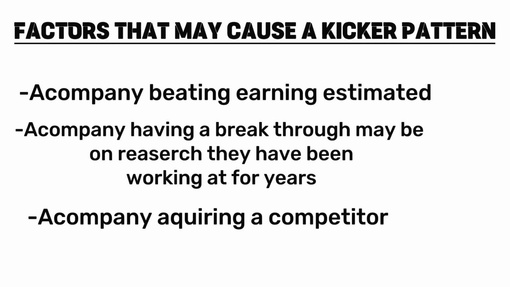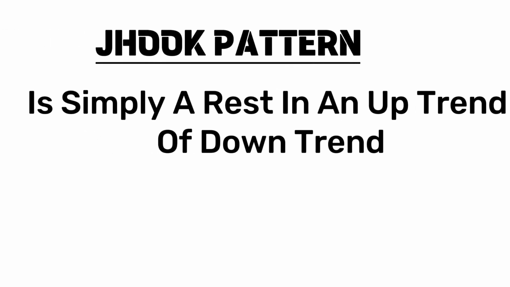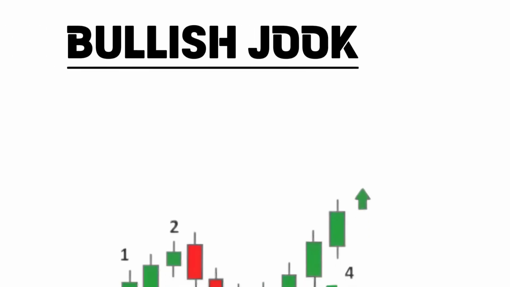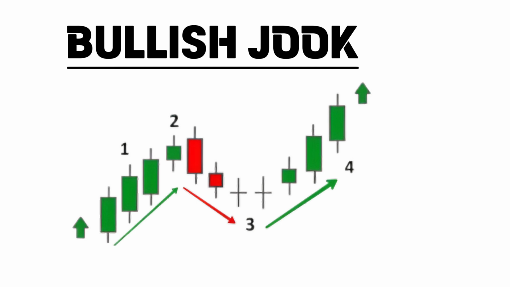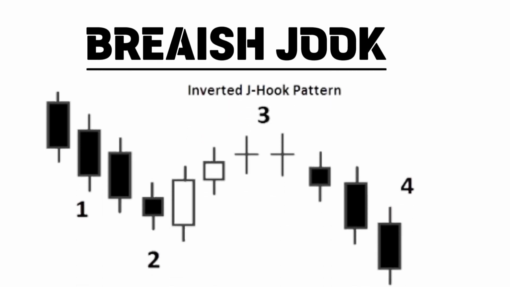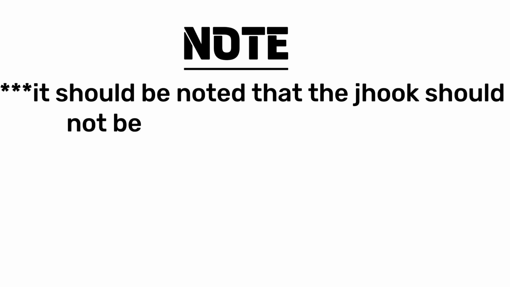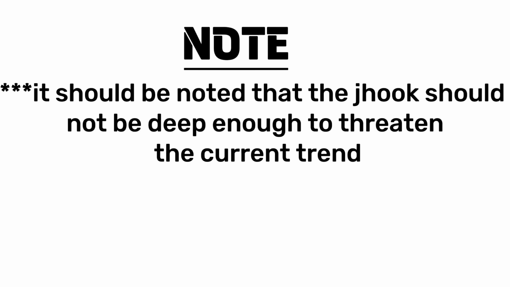So now let's look at the second pattern, which we call the J-hook pattern. The J-hook pattern is simply a rest in an uptrend or downtrend. The J-hook pattern comes in two forms. We have the bullish J-hook. This one is formed in an uptrend. Then we have the bearish J-hook. This one is formed in a downtrend. It should be noted that the J-hook should not be deep enough or sharp enough to threaten the current trend.